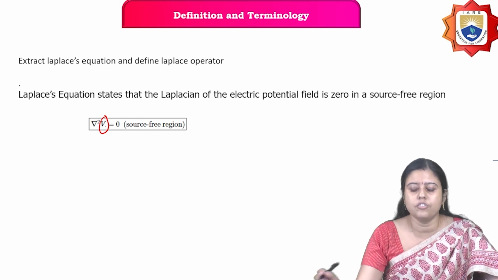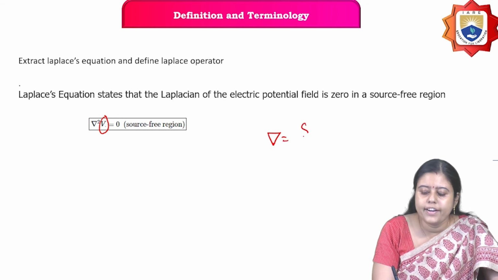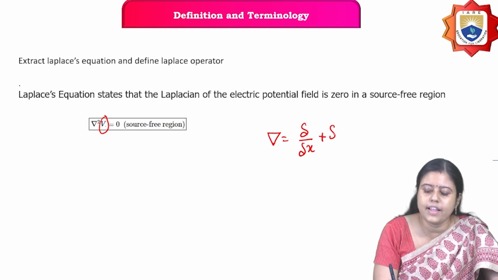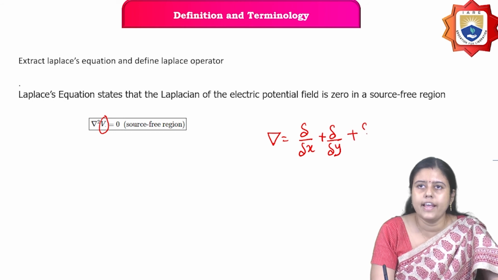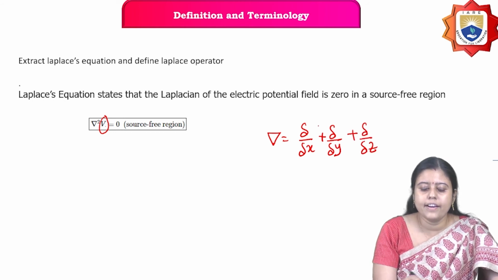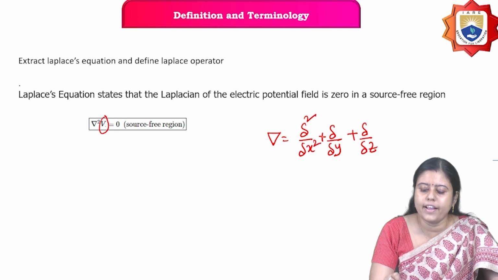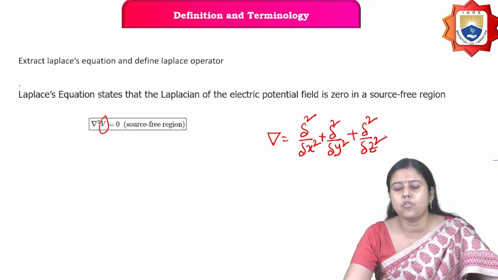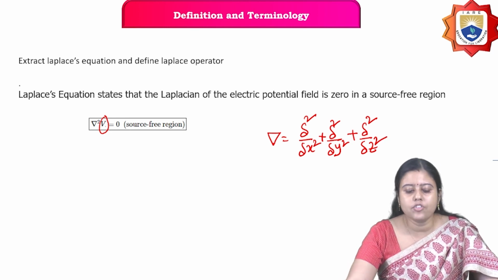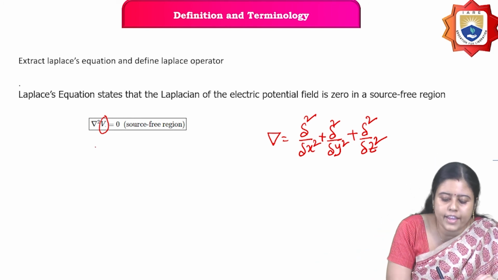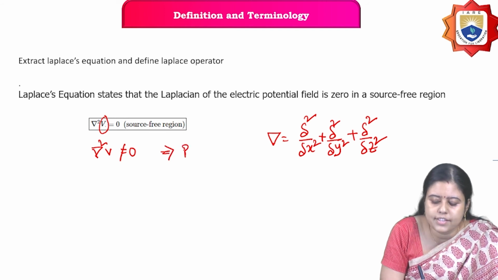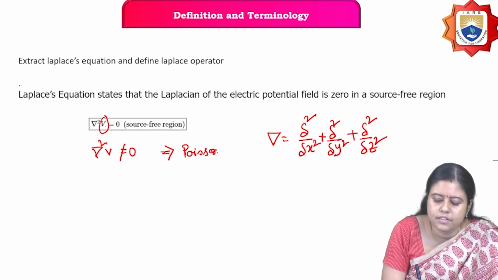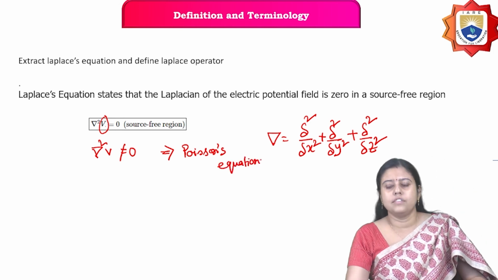Grad square V is equal to 0, where grad is equal to del by del x plus del by del y plus del by del z. And grad square means del square by del x square plus del square by del y square plus del square by del z square equals 0. Grad square V equals 0, and if grad square V is not equal to 0, this is known as Poisson's equation.